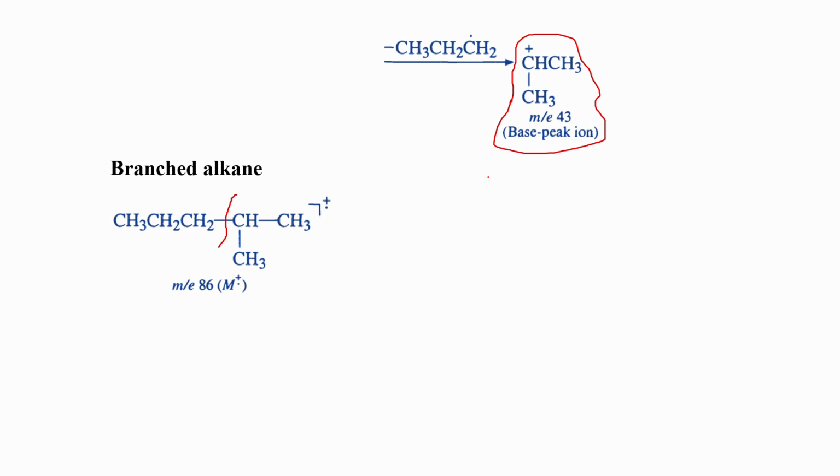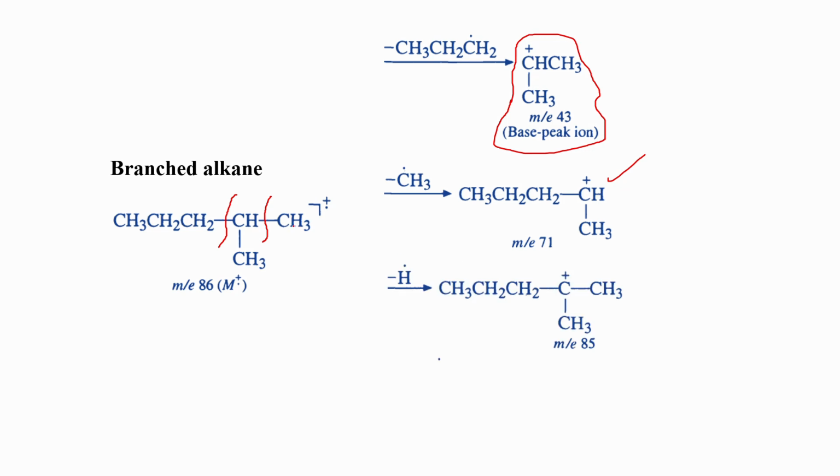Then another possibility is that the molecular ion is fragmented at this point, forming this carbocation. It is a secondary carbocation with m/e value 71. There is another possibility of removing a hydrogen radical from here, forming this tertiary carbocation, and hence the peak of this tertiary carbocation is usually of high intensity, because tertiary carbocation is more stable. It is formed by the removal of a hydrogen free radical from this molecular ion.